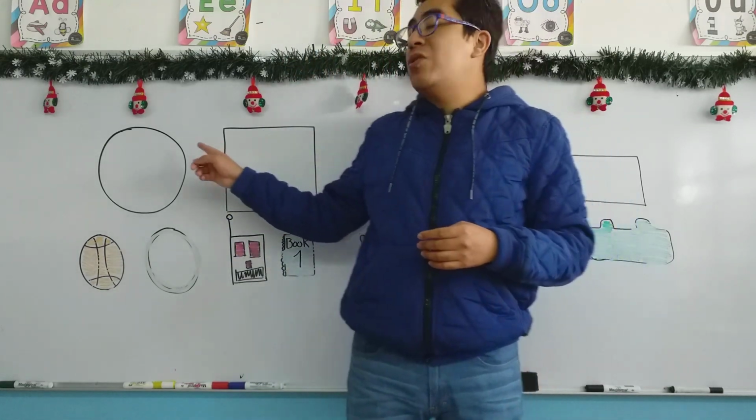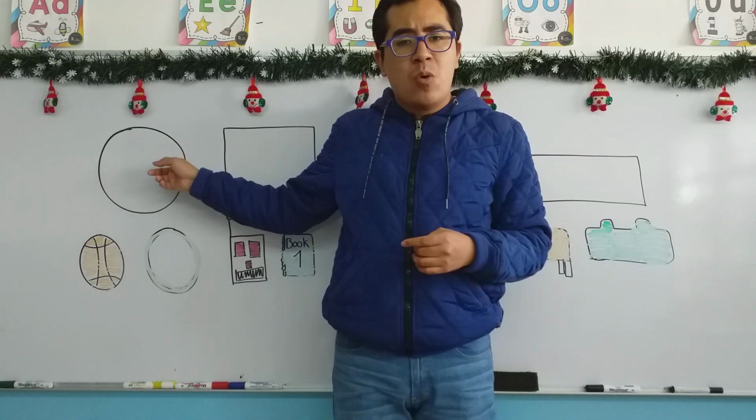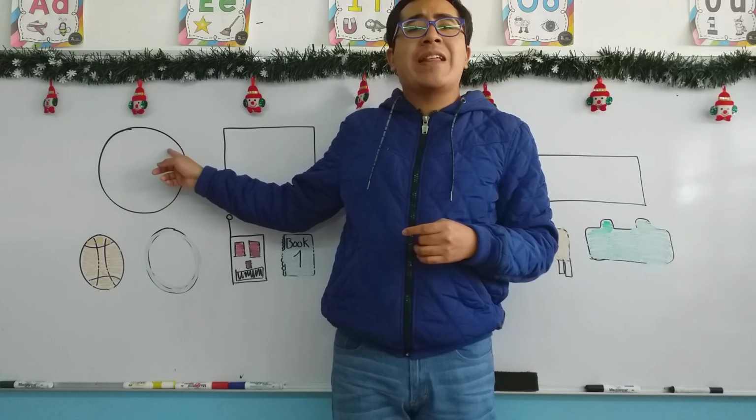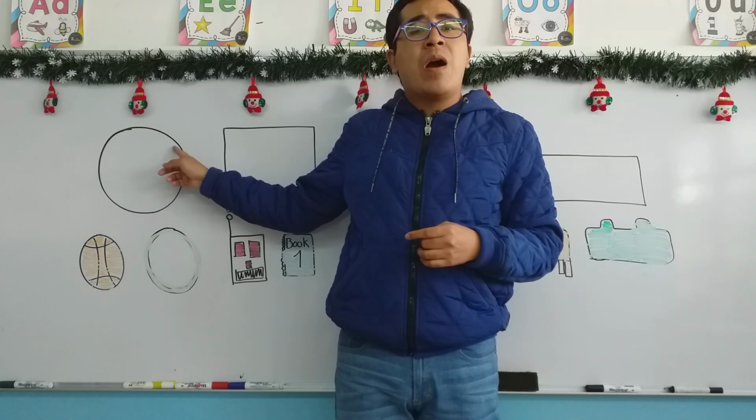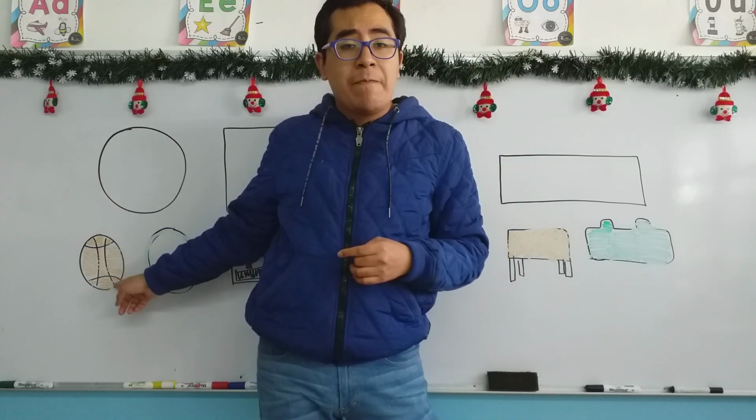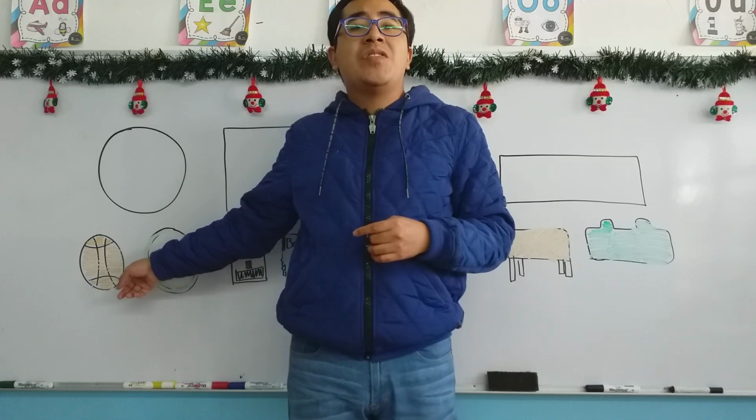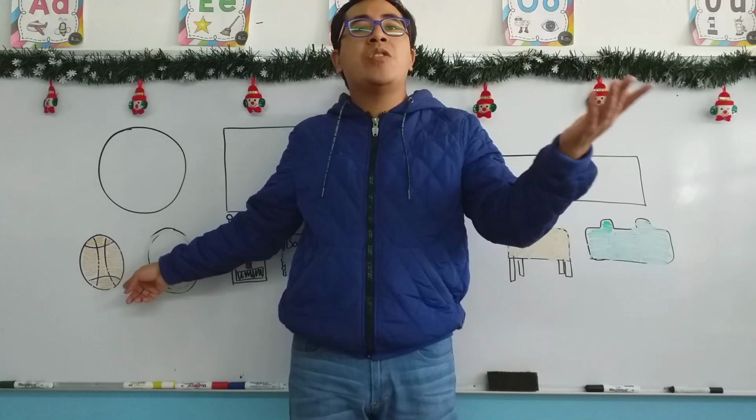So, as I mentioned, we begin with the circle. Now, objects that have a circular form are, of course, a ball. Remember, we have several balls according to the sport.